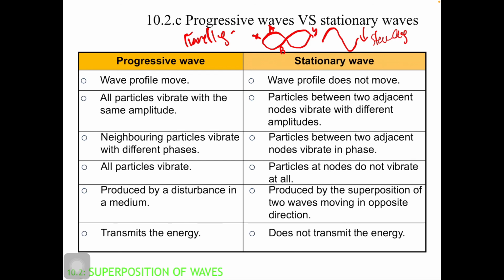Okay, you need to keep in mind that a stationary wave can only be produced apabila dua wave with the same magnitude, same frequency, same amplitude but moving in opposite directions. So that's it about the 10 points.